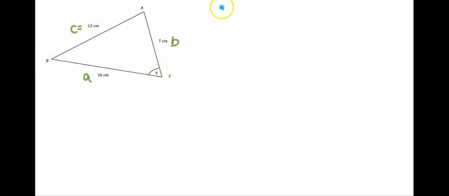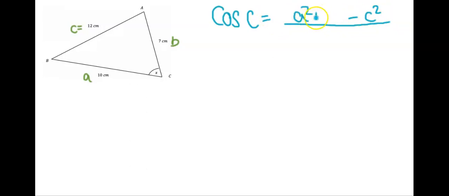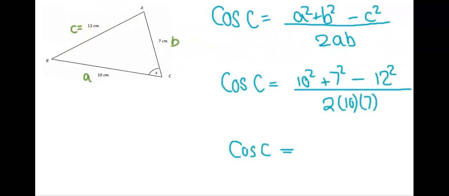Now we have a formula. The formula is cos C is equal to minus c square, other two sides are a square plus b square, over 2ab. I will put the values in this one from here and I will find cos C. So I put that in the formula. A square, I put this value 10 is a, b square 7 square, and c square minus 12 square, divided by 2 a and b. I put that in the calculator and I will get a value.